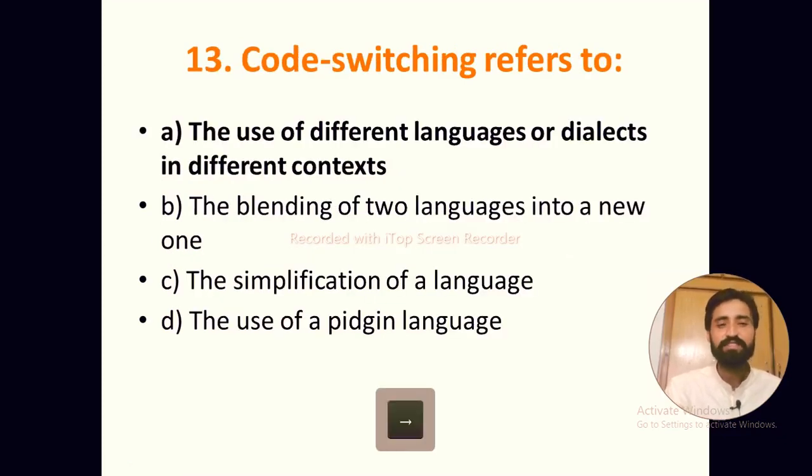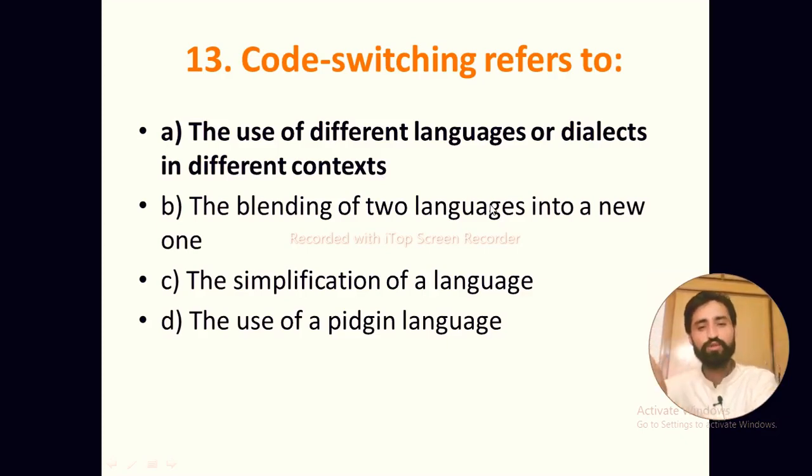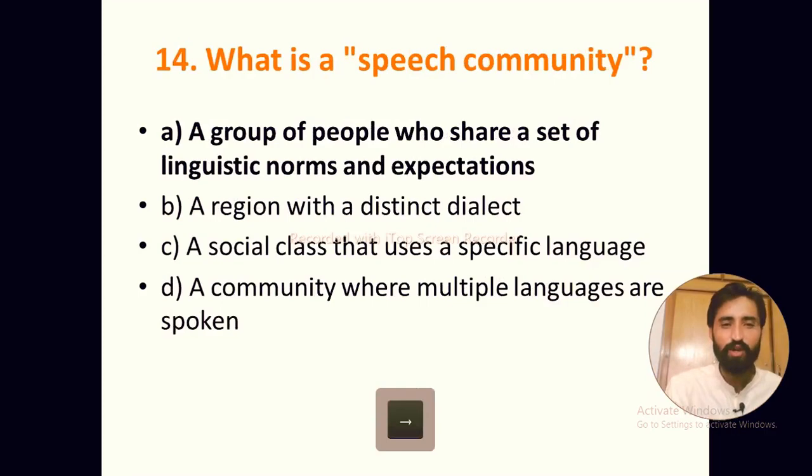The next thing is, code switching refers to the use of different languages or dialects in different contexts. So that is what code switching is, when we switch from one language to the other, or from one dialect to the other in a specific context. That is what we call code switching.